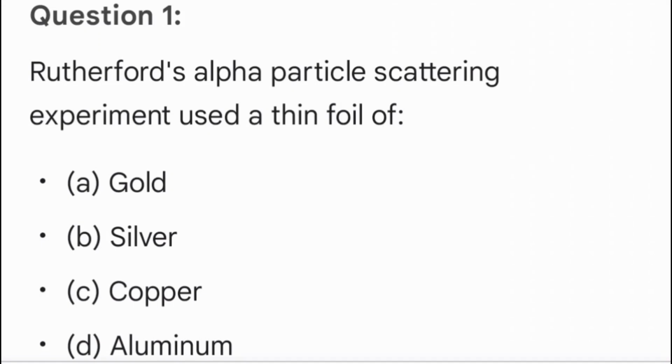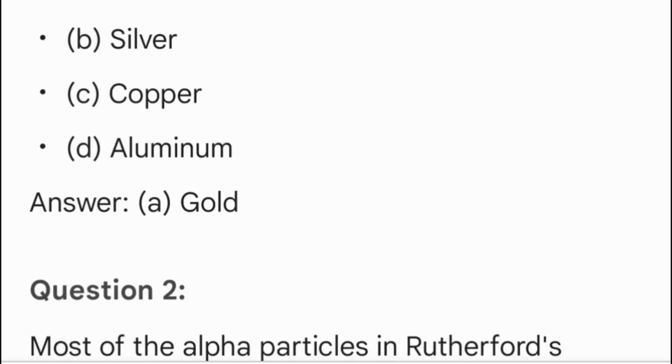Alpha particle scattering and Rutherford's nuclear model of atom. Objective questions. Question 1. Rutherford's alpha particle scattering experiment used a thin foil of A. Gold, B. Silver, C. Copper, D. Aluminum. Answer: A. Gold.